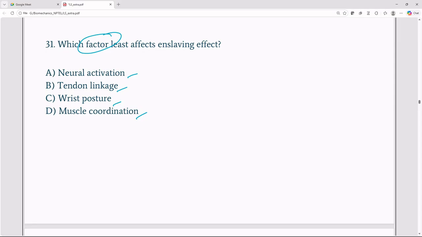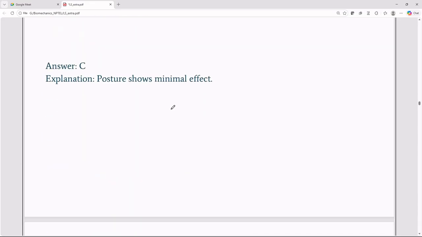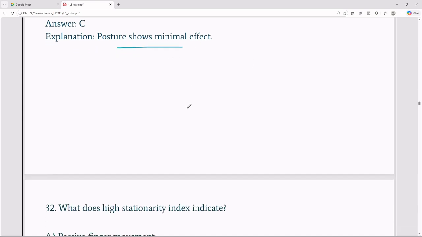Correct answer is option C, wrist posture. Wrist posture affects the enslaving effect very minimally or not at all. The wrist posture shows minimal effect on the enslaving effect.